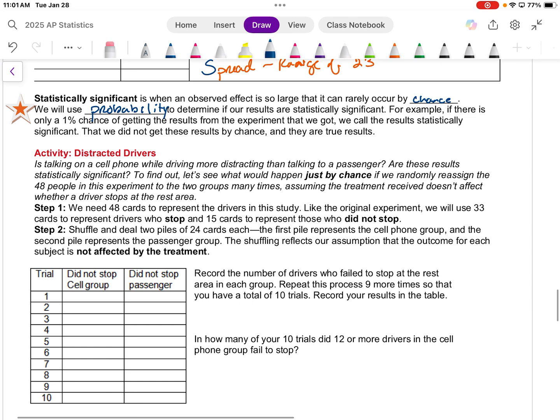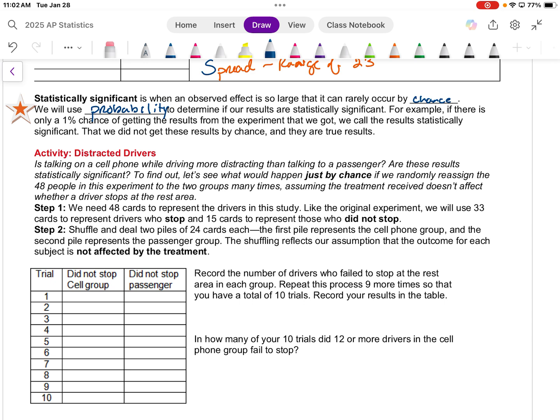So here is an example. I haven't tried this one yet with the class. Is talking on a cell phone while driving more distracting than talking to a passenger? Are these results statistically significant? To find out, let's see what would happen just by chance if we randomly assign the 48 people in this experiment to the 2 groups many times, assuming the treatment received doesn't affect whether a driver stops at the rest area.